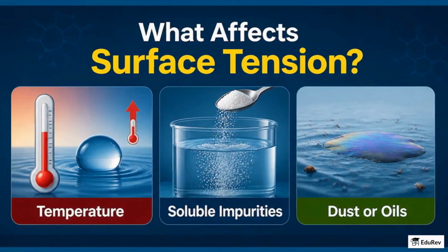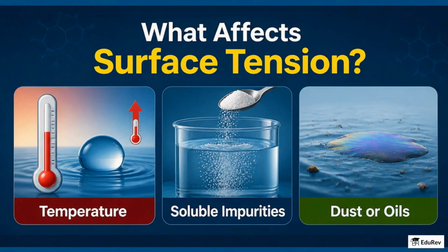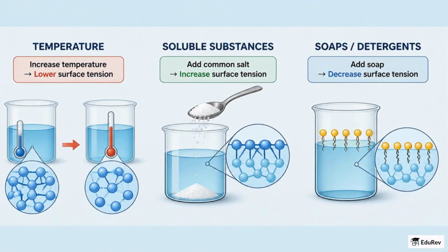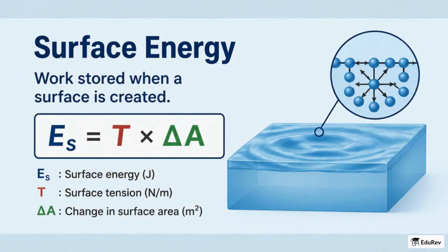Factors that affect surface tension include temperature, soluble impurities, and dust or oils on the surface. Raising temperature lowers surface tension. And some soluble substances like common salt increase it, while soaps decrease it. Surface energy is the work stored when a surface is created, and it equals surface tension times the change in surface area. Es equals T times delta A.